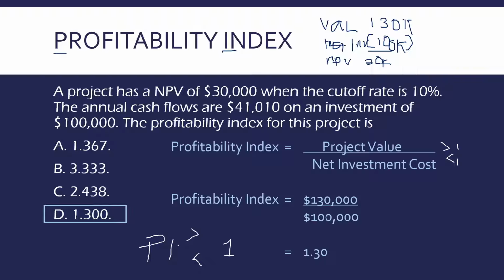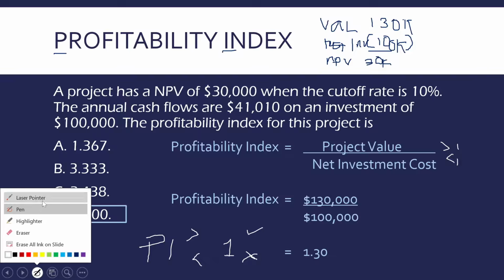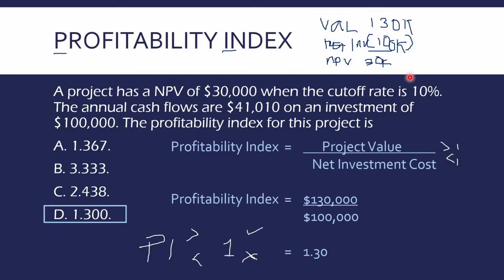So ulitin ko ha, pag yung PI ay mas malaki sa 1, good project. PI less than 1, it's a bad project. No? We should recommend management to reject the project if the PI is less than 1. Parang sa NPV lang, no? Pag yung NPV naman, tinitingnan natin kung positive or negative. Dito sa PI, kung greater than 1 or less than 1.